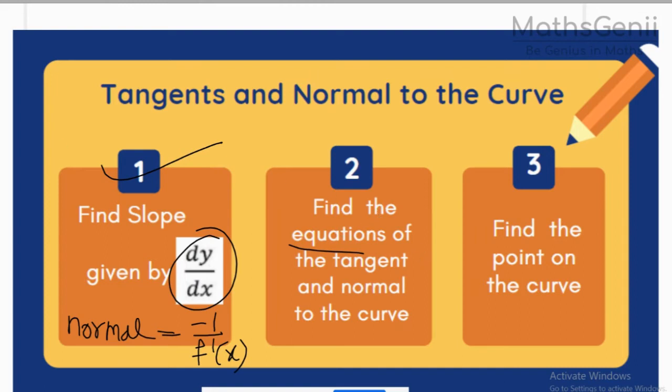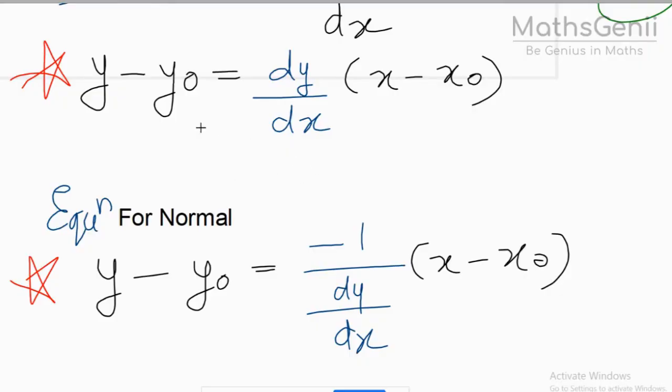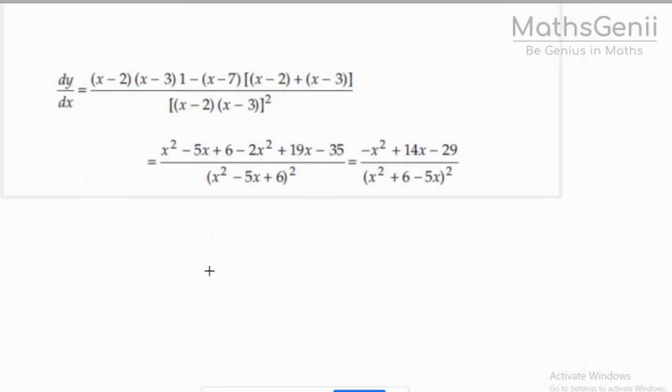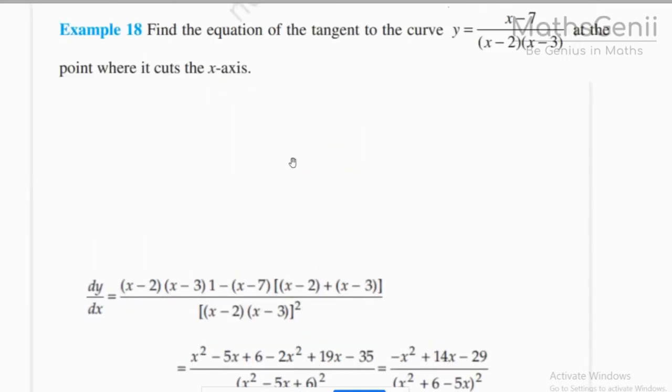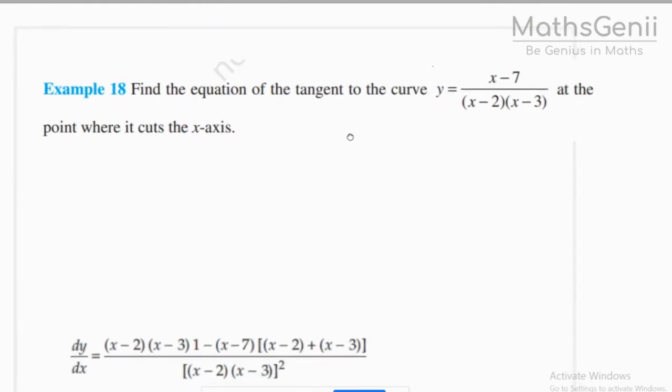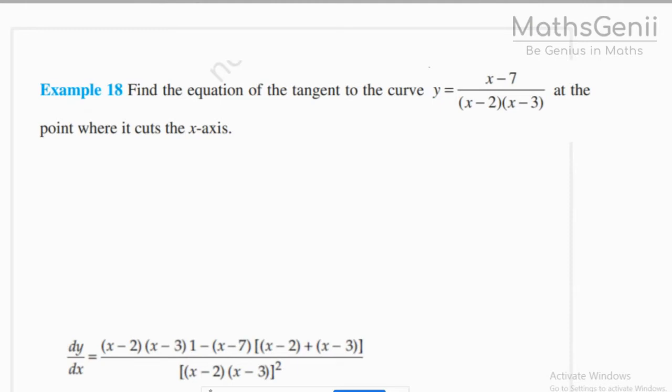What was the second type? Find the equation of tangent and normal. We have already seen two formulas. This is the equation of tangent, this is the equation of normal. So this is what we are going to apply. Let's take another example first. Find the equation of tangent to the curve at the point where it cuts the x-axis. So it is asking you to find the equation of tangent.